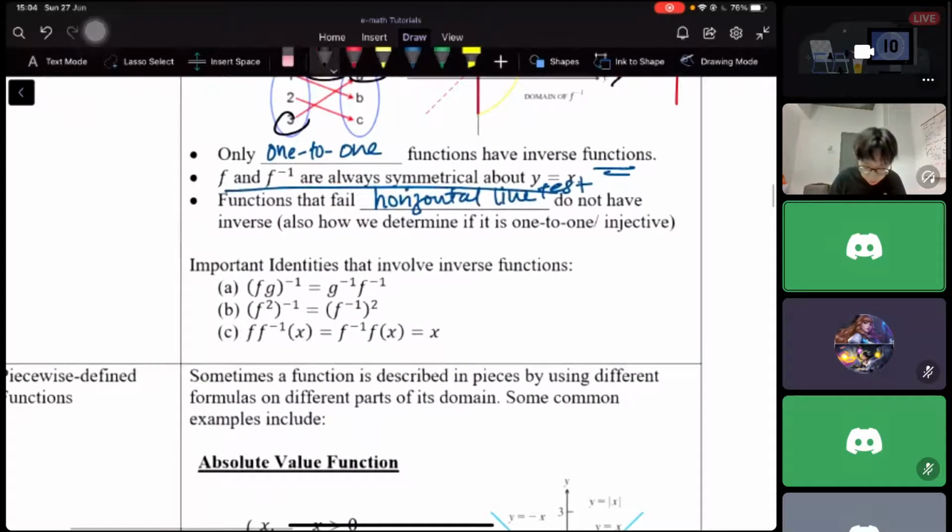And this one is some of the basic important identities that involve inverse functions, which I got from my SPM books. I just go ahead and copy it here. I don't think I have time to prove it one by one, just make sure that you know they exist and make use of them. Especially this one. This is super important.